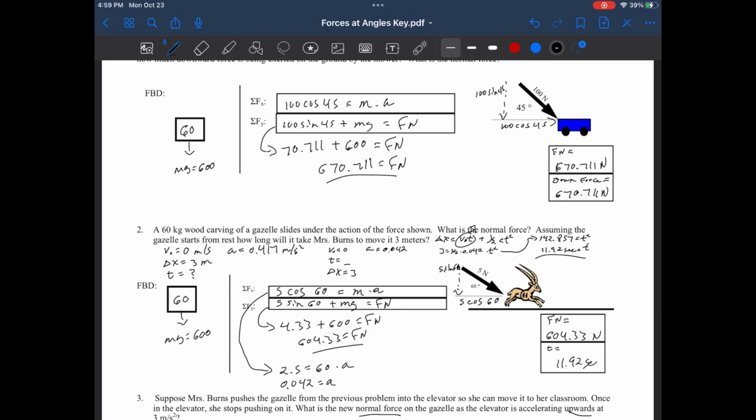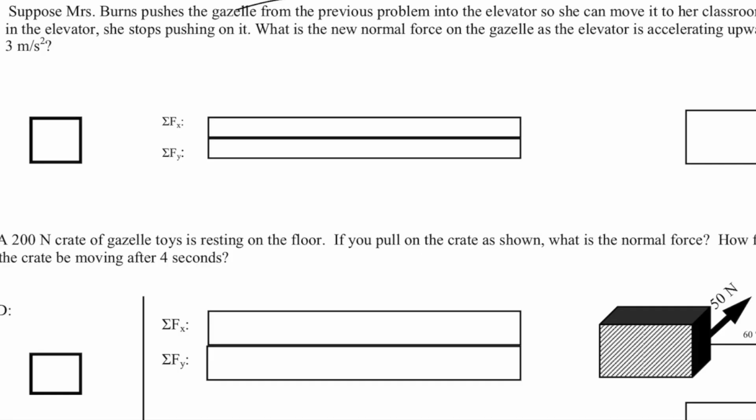And then if we go on to number 3, suppose Mrs. Burns places the gazelle from the previous problem, so from the previous problem, we still have a mass of 60, into that elevator so she can move it into her classroom. Once in the elevator, she stops pushing on it, so there's no more horizontal forces. What's the new normal force on the gazelle as it's accelerating upwards?